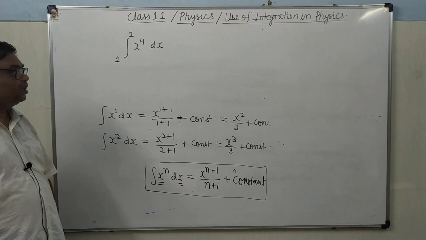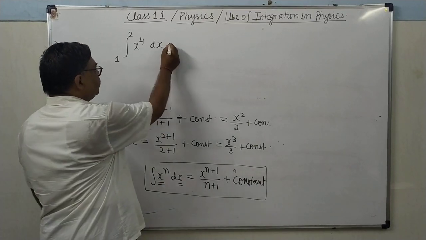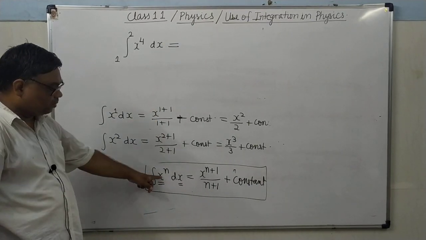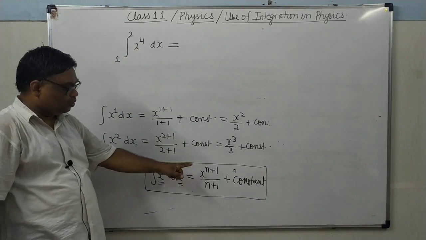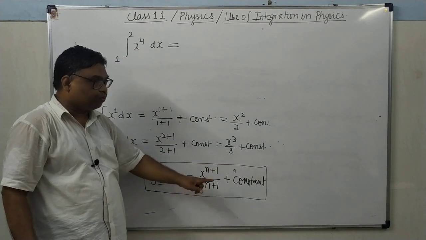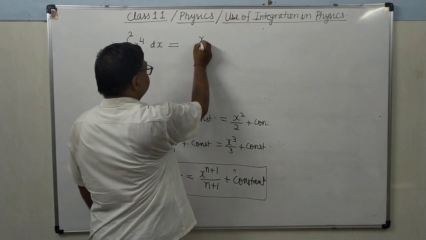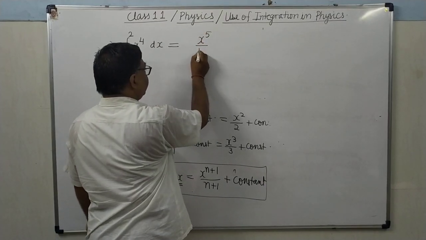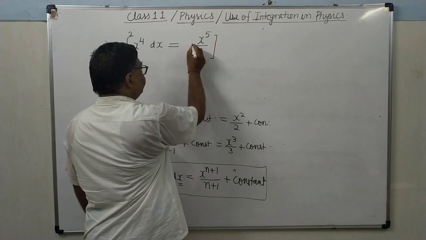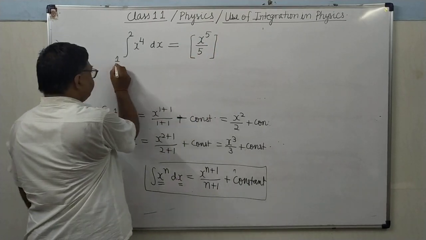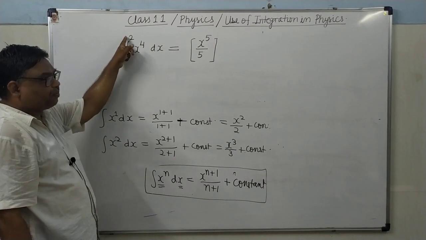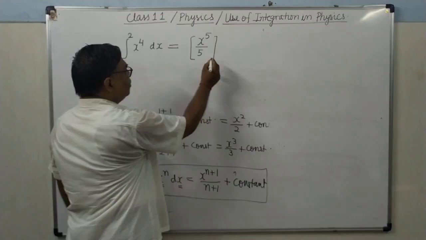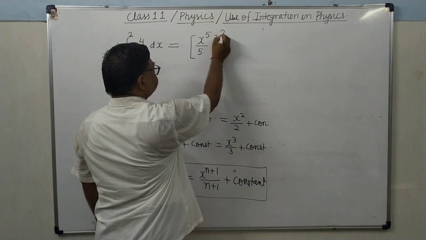You will not write the constant. So when you integrate it, it will be integrated by using this formula. What is the value of n? n is 4. So when you write 4 plus 1, 5, that is x to the power 5 upon 5. We will write the lower limit and upper limit. Here lower limit is x equals to 1, upper limit is x equals to 2. We will write it here.